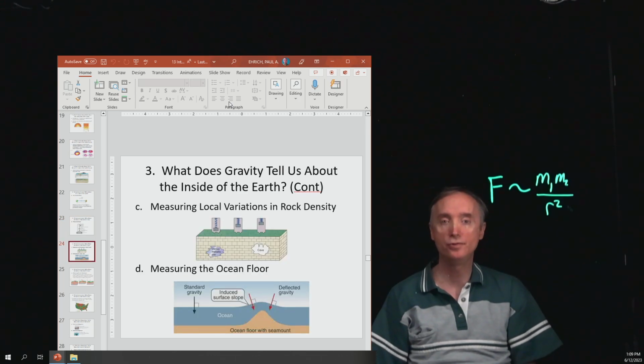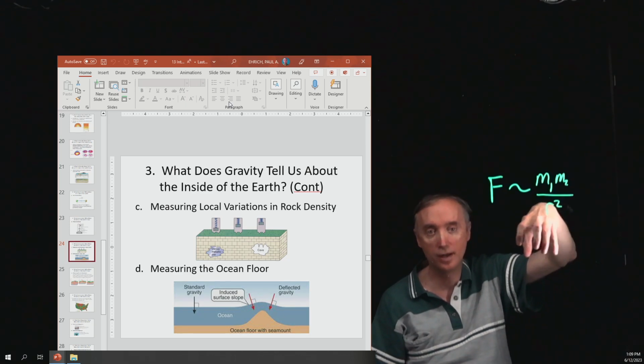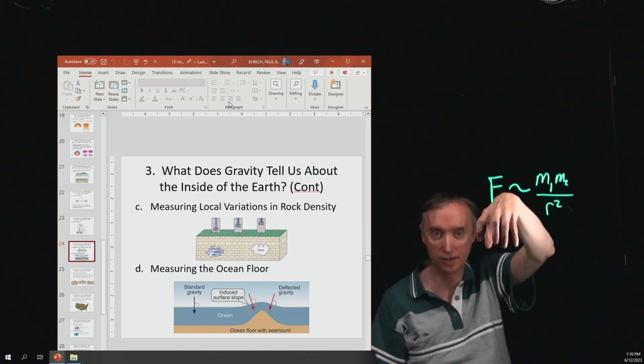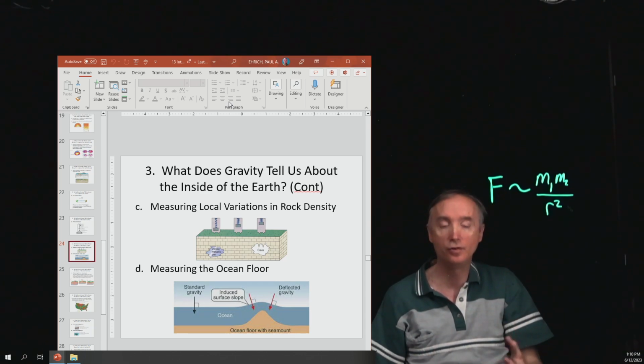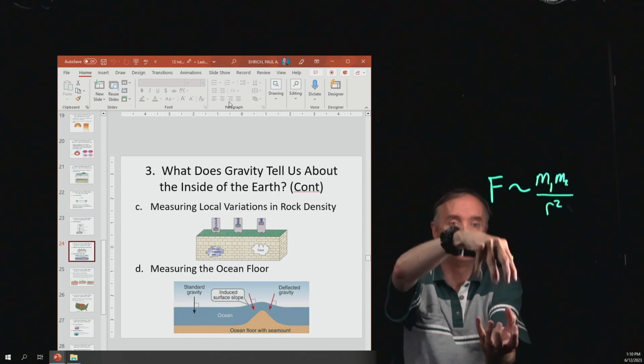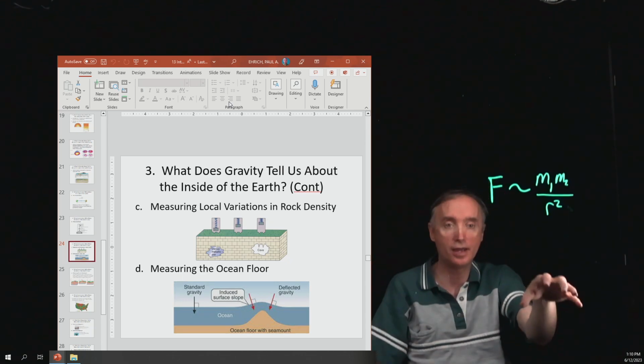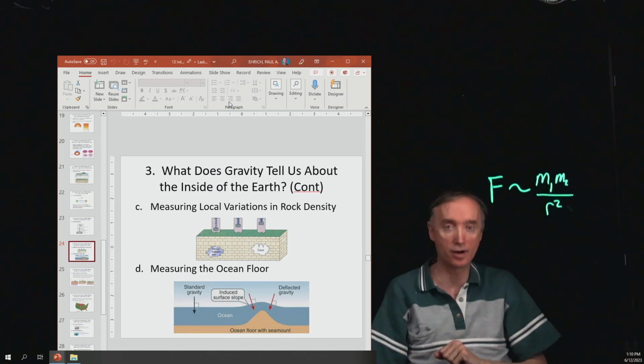So how could we use that to locate things inside the Earth? Well, for example, if you have this gravitometer and it goes over a cave, a cave would be an absence of mass. That would mean that the little weight would be raised up. So you could locate a cave system underneath the ground.